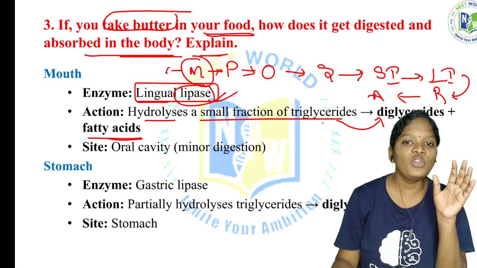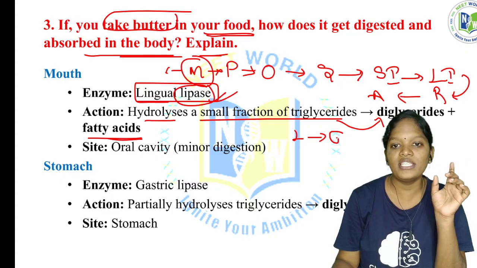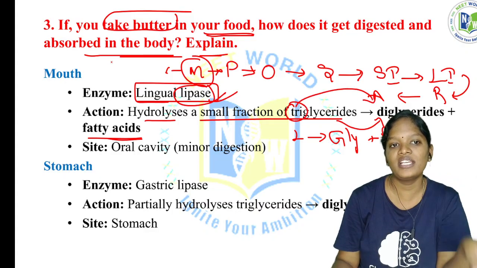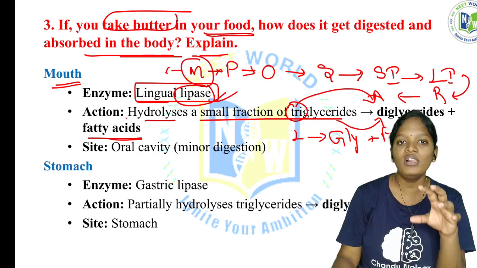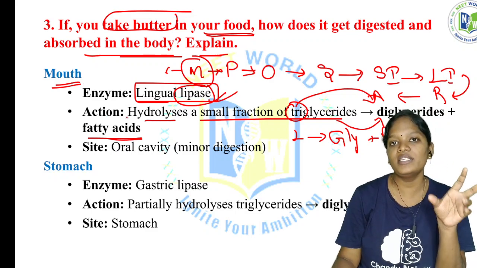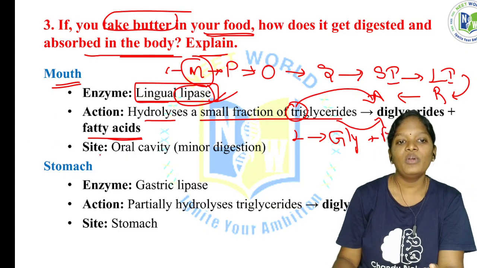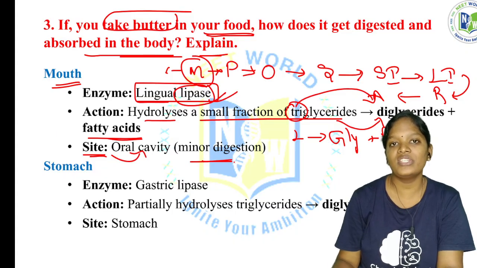So it is not complete. As I said before, if it is a fat molecule, it has to be converted into glycerol plus fatty acids, but initially the tri has been converted into di. It is a minor digestion that takes place in the mouth. Don't get confused with that. Always, about 30% of digestion takes place in the mouth. The site is the oral cavity, where minor digestion takes place.